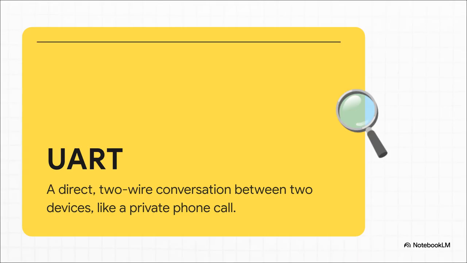First up, UART. The best way to think of this one is as a direct, private phone call between just 2 components. It's that simple. One wire is for transmitting, that's your TX pin, and the other is for receiving, the RX pin. It's reliable, it's straightforward, and it's perfect for things like connecting a GPS module or just sending debug messages from your board back to your computer.